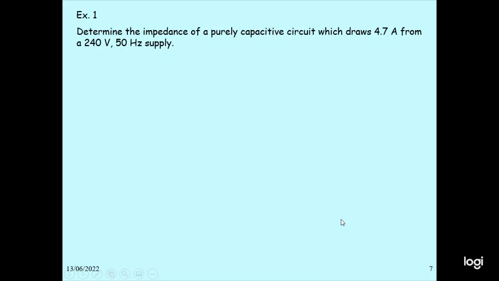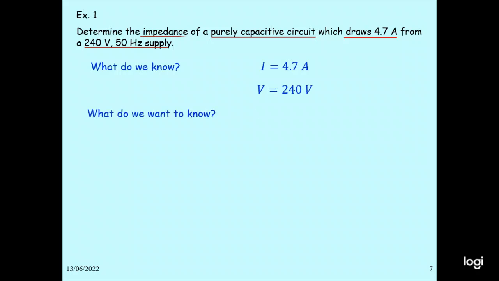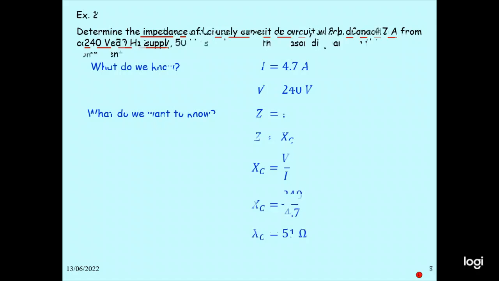Determine the impedance of a pure capacitive circuit which draws 4.7 ampere from a 240 volt 50 Hz supply. What do we know? I equals 4.7 ampere, V equals 240 volt. What do we want to know? Z, we need to find out. In this case, Z equals Xc. So Xc equals V by I. Xc equals 240 by 4.7. You get 51 ohm.